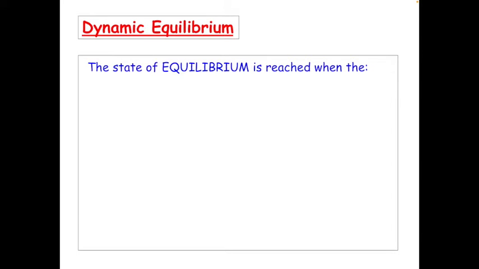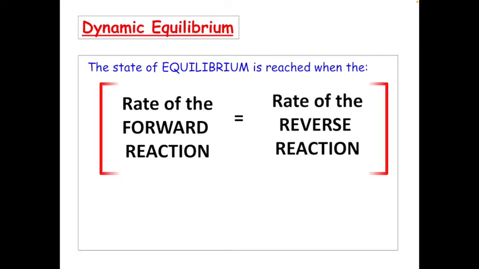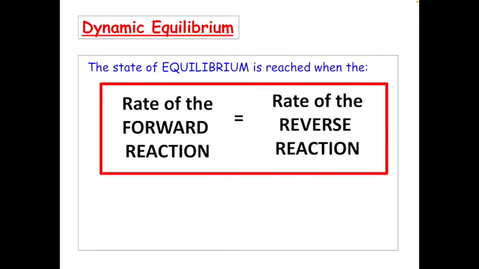Now, this state of equilibrium is reached when the rate of the forward reaction equals the rate of the reverse reaction. So what that means is that the rate of the forward reaction is the same as the reverse reaction. It means that they are both at the same speed. So none of them is faster or slower. This doesn't affect the concentrations, so it might lie to one side, but the rate at which the products and the reactants are formed is going to be equal.